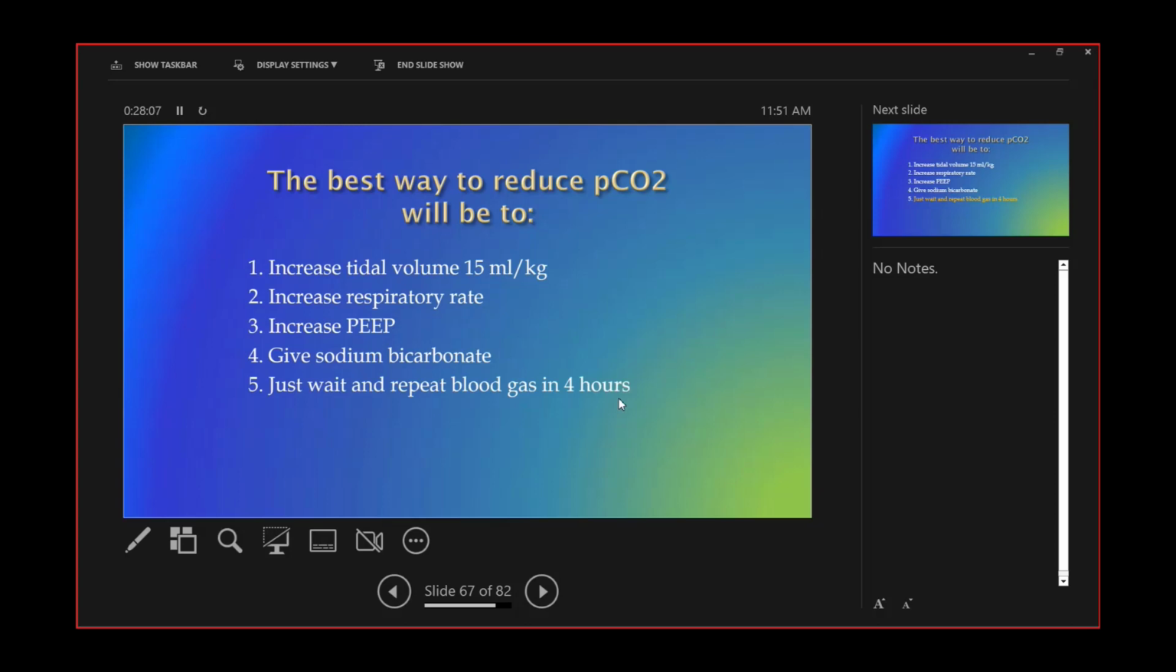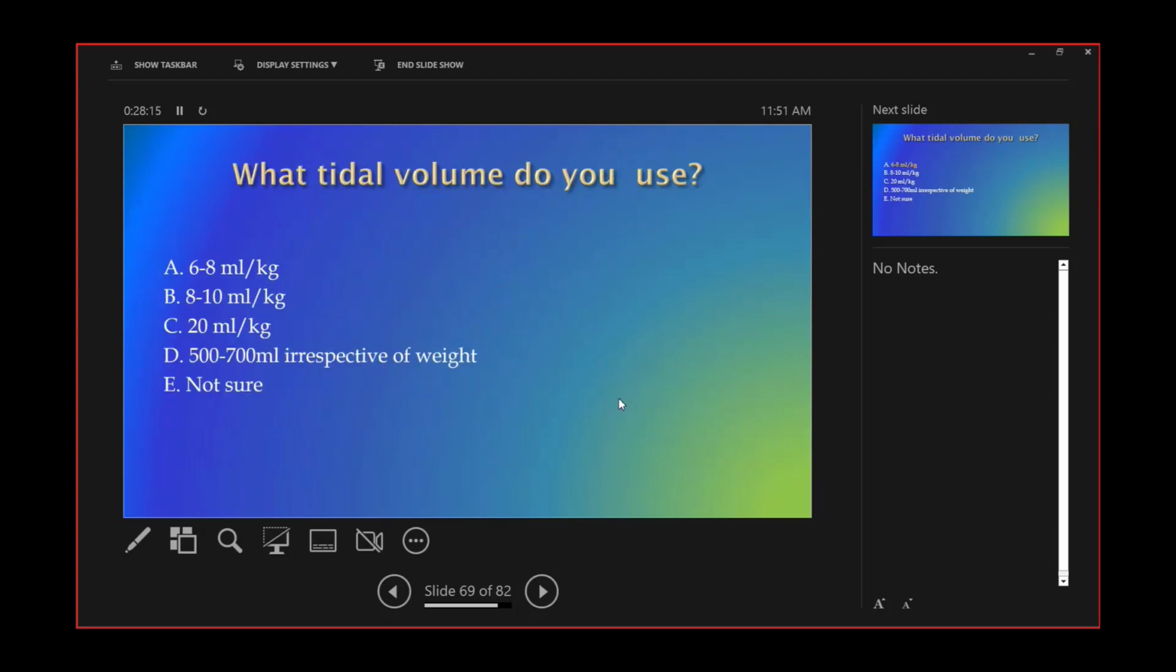Because we're doing the other recruitment maneuvers, I just say wait, because you're going to recruit better, and then you're going to be exchanging better. And then what tidal volume do you use? 6 to 8 per kilo.